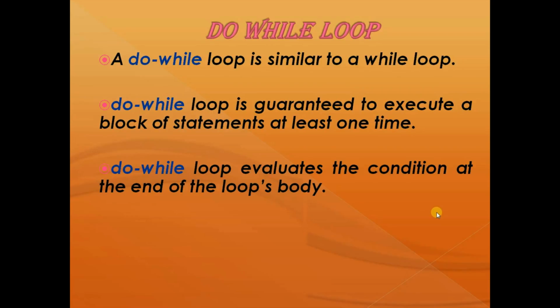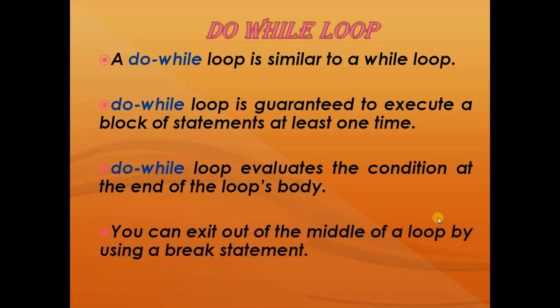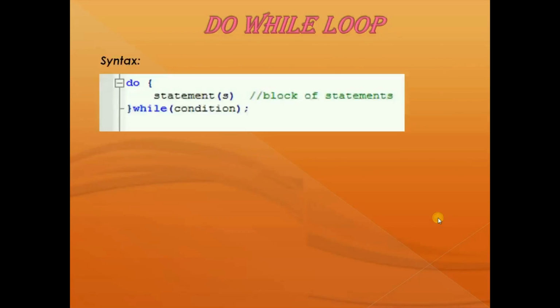In Java programming, sometimes it is necessary to execute the block of statements at least once before evaluating the Boolean condition. You can even exit out of the middle of a loop by using a break statement. So it is clear what a do while loop is. Now let's discuss the syntax of a do while loop.